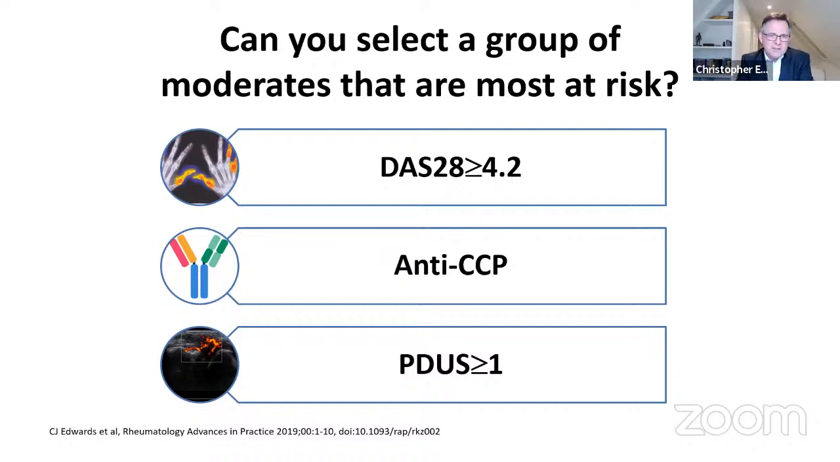And these three factors here come from a systematic literature review where we looked at what predicted poor outcome radiologically and also in terms of further disease activity. And it's having the top end of moderate disease activity, more than 4.2, having anti-CCP, not surprisingly, and having ultrasound evidence of disease. So this comes back to there are other measures that might help us to unpick what's going on as well.